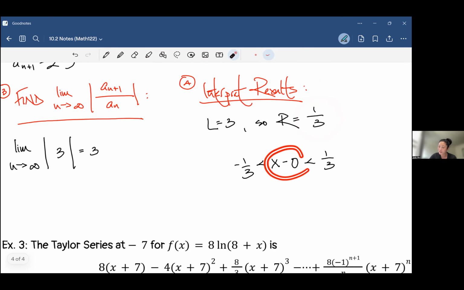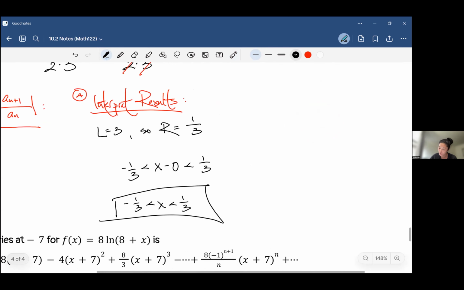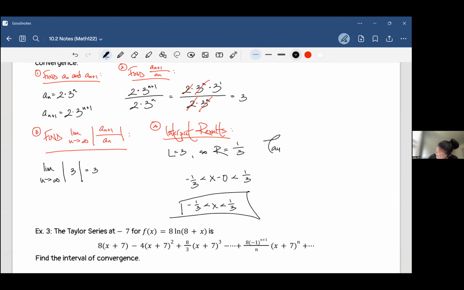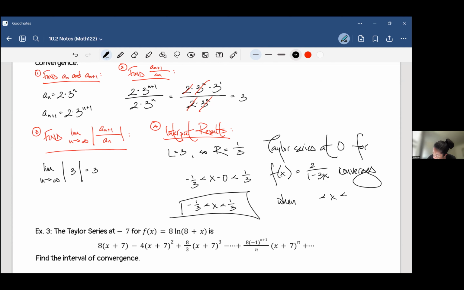Now x minus 0 seems silly. I can just write this as x. So really my interval of convergence is just between negative 1/3 and positive 1/3. So the way we would say this is the Taylor series at 0 for f of x equals 2 over 1 minus 3x converges when x is between negative 1/3 and 1/3.